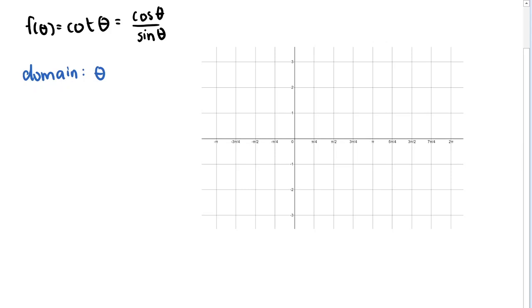Okay, so let's go ahead and figure out one last graph, the graph of our cotangent function. f of theta is equal to cotangent of theta. And so this is the reciprocal of our tangent function. In other words, it's going to be cosine of theta over sine of theta. And so our domain is going to be everything except for values of theta that lead to sine of theta being 0. And that happens, like we saw earlier, when theta is equal to whole number multiples of pi.